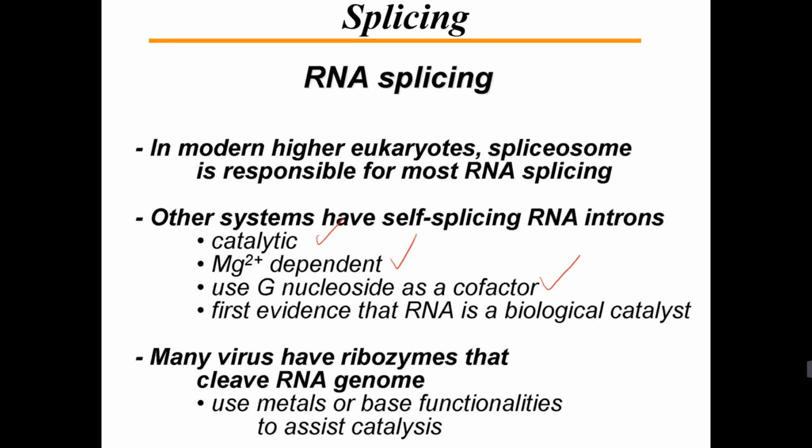And again, through the work of Cech and Altman, it was the first evidence that RNA is basically a biological catalyst. And then finally, if you want to research yourselves, you can actually look at how many viruses have ribozymes that can cleave RNA genomes. And again, they will use different methods of catalysis using either metals or base functionalities to assist with this process. So that concludes the splicing lecture.